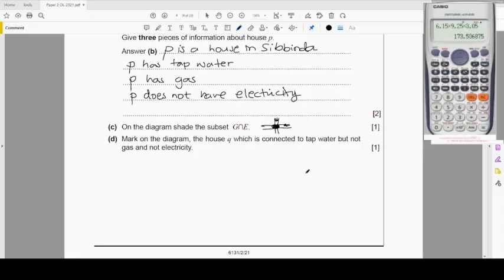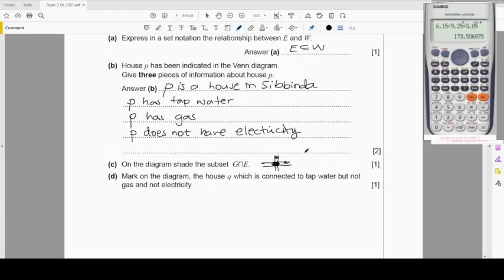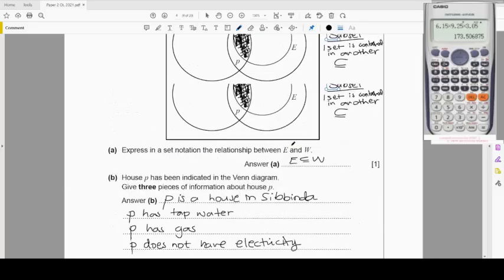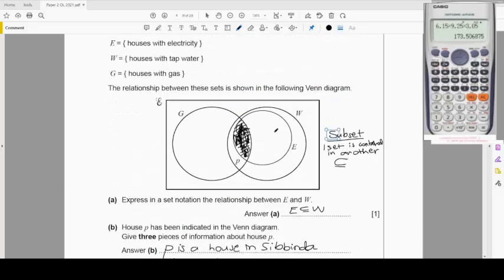So what we want is a house that is inside the circle W and not any of the other circles. So we go to our diagram, so tap water but not any of the others. You could play around with this, try and figure this out. If I put it here, yes, it is in the circle W, but it is also in the circle E, and that's not what I want. If I put it here, it is in the circle W, but it is in the circle G, or gas, which is not what I want.